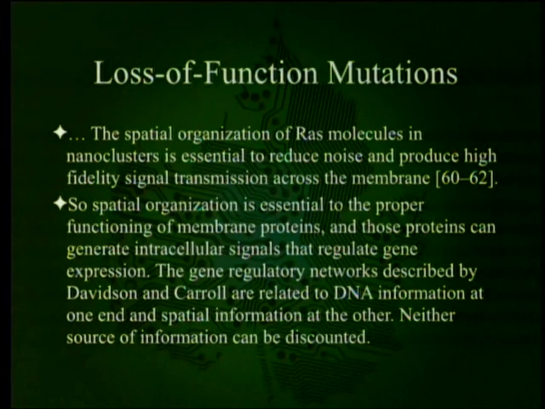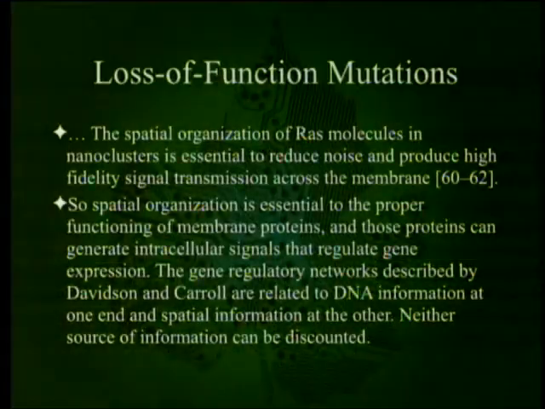Now, remember, the RAS proteins themselves are made the standard way by DNA producing RNA producing protein. But where they go is determined by the structure of the cell. So spatial organization is essential to the proper functioning of membrane proteins. And those proteins can generate intracellular signals that regulate gene expression. The gene regulatory networks described by Davidson and Carroll are related to DNA information at one end and spatial information at the other. Neither source of information can be discounted. So you need both.